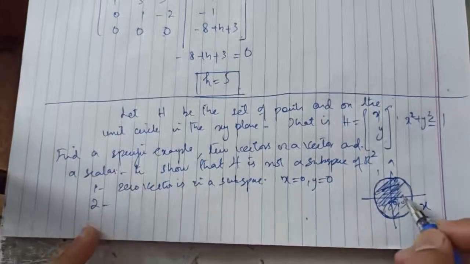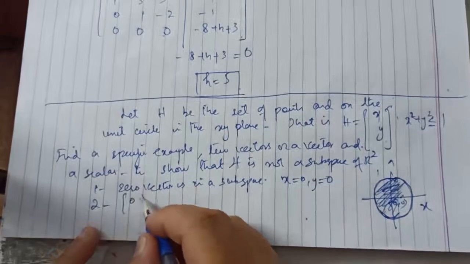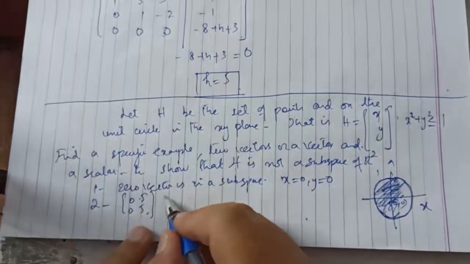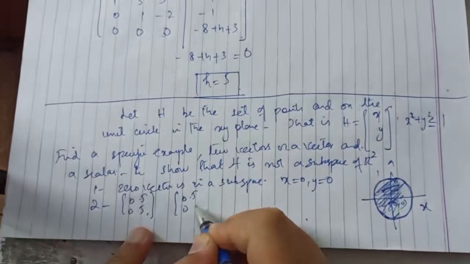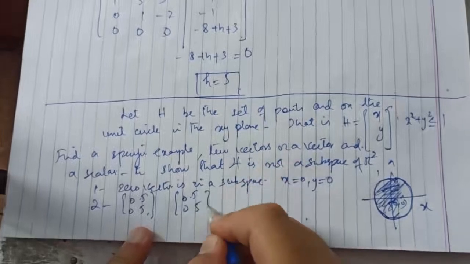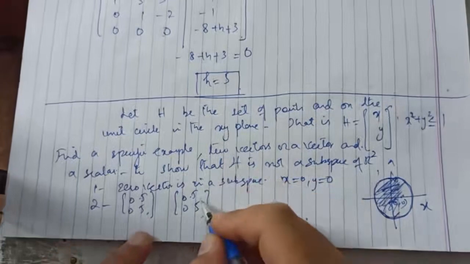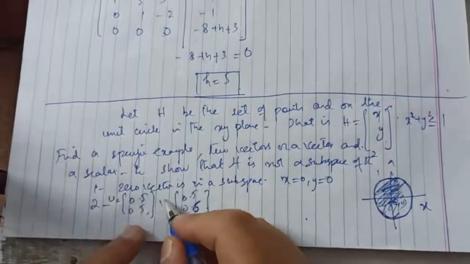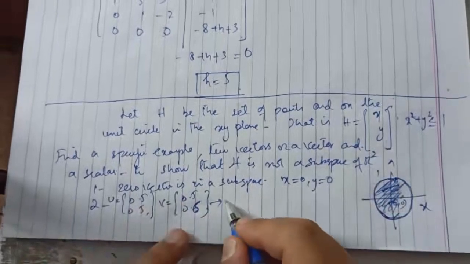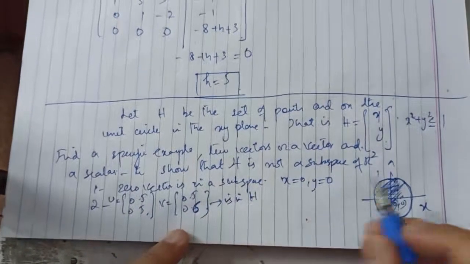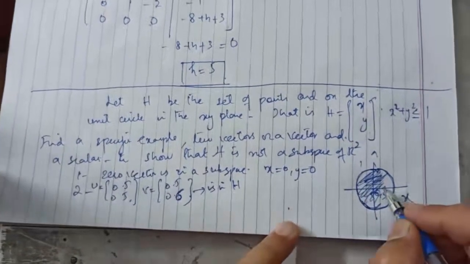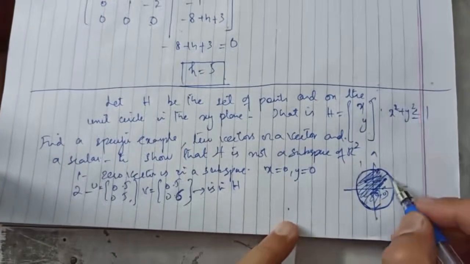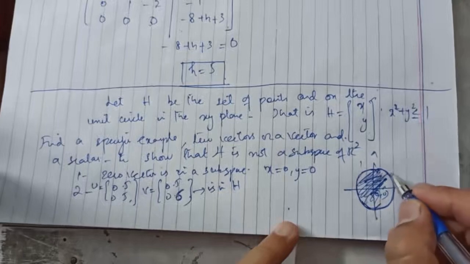So if I, for example, add a vector here which is 0.5 and 0.5, and another one, let's say 0.5 and 0.6. Okay, so let's take a vector u, and this is a vector v, right? So both these vectors u and v are in H, right? But if I take u plus v, which will be somewhere here, and v will be somewhere on that side, right?